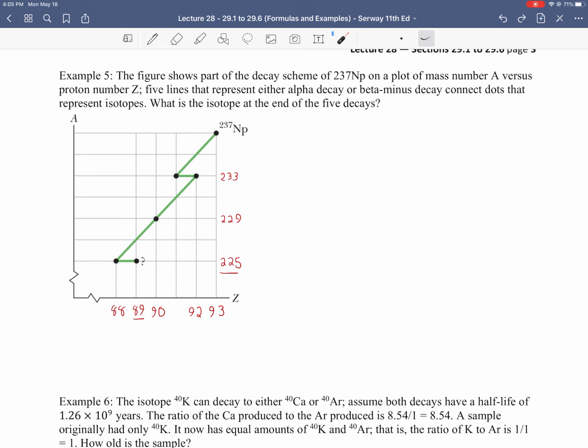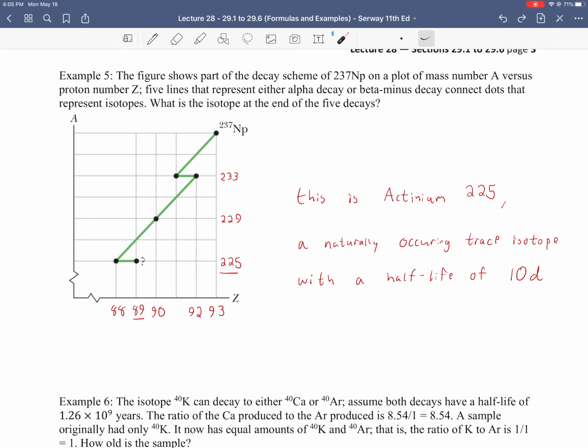Okay, and so as we work it out, we get down to 89 as our final number of protons, our Z number, our atomic number, and our final atomic mass is 225. That's the total number of nucleons. And that tells us that we have actinium-225. We just look up actinium because it is the 89th element with 89 protons. And the 225 is simply by making sure we subtract a total of 4, 4, 4, so 12 atomic mass units.